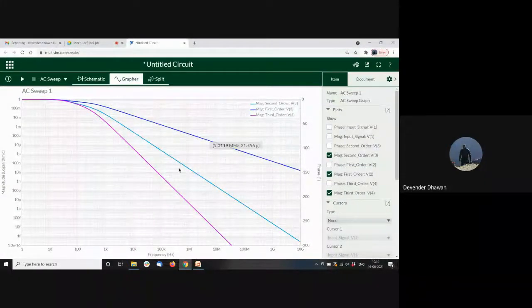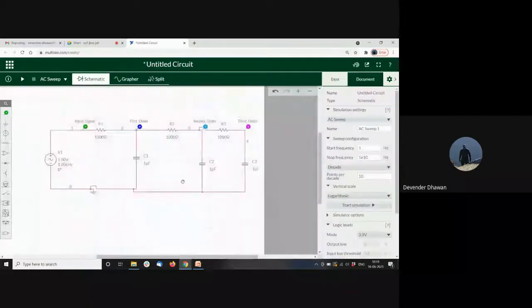Okay, any doubts on this? Are there any questions? Okay. So this is our third order low pass filter.